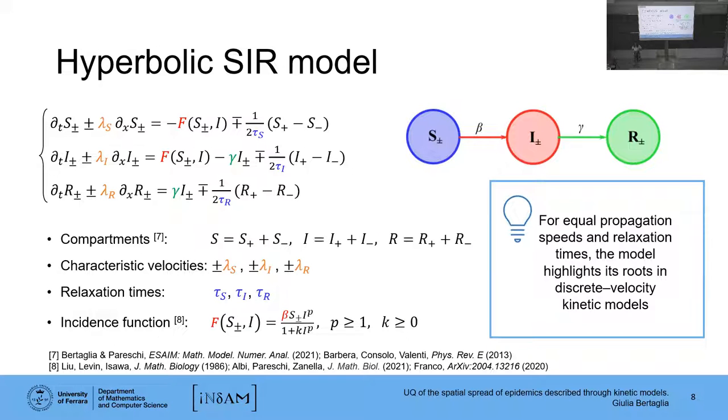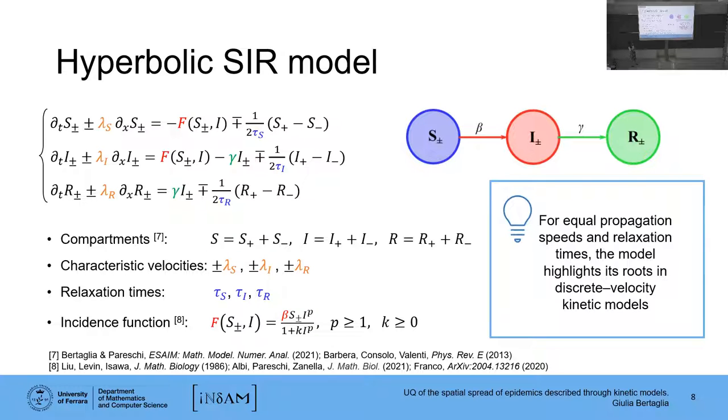So what we propose still considers, at the beginning, the simplest compartmentalization in terms of epidemic models, that is the SIR compartmentalization, but we added a special ingredient, as I said, plus the uncertainty of inputs. So we consider that for each compartment of this model, there are two subgroups of people. One moving in a one-dimensional domain in the positive direction with velocity plus lambda, and the other subgroup moving in the negative direction with velocity minus lambda, which can be different for each compartment.